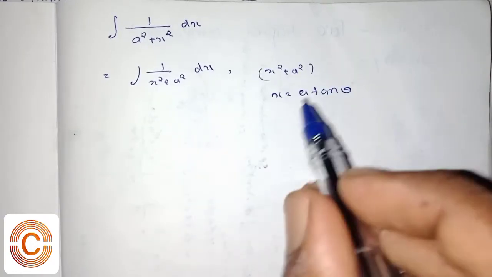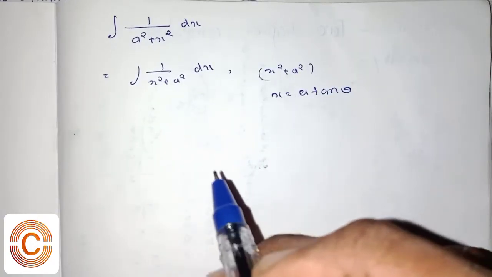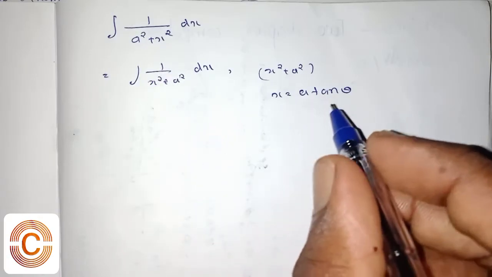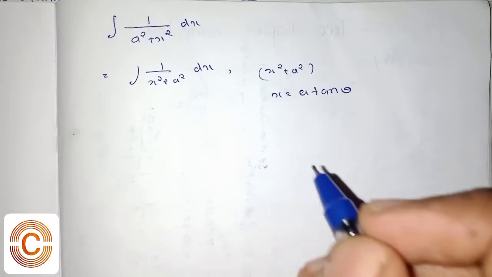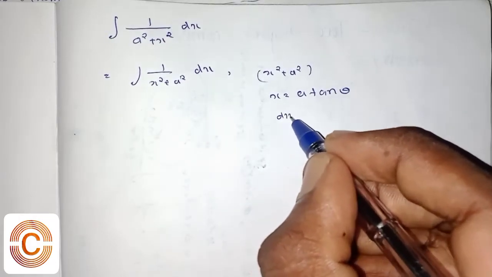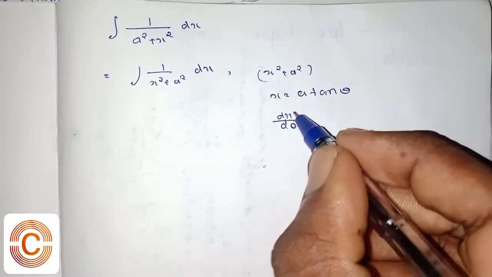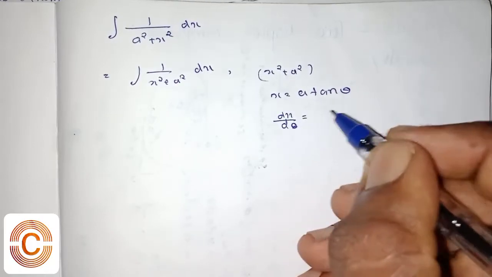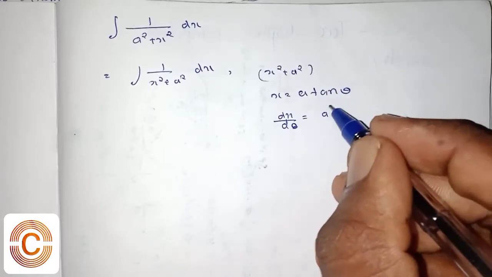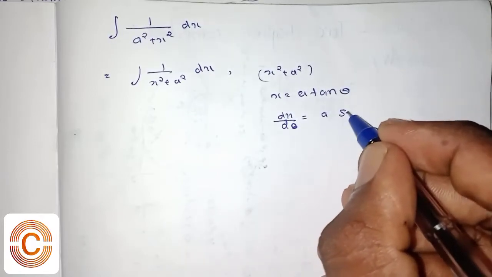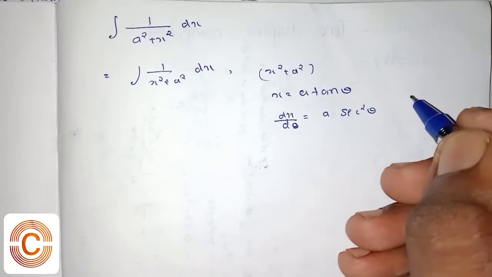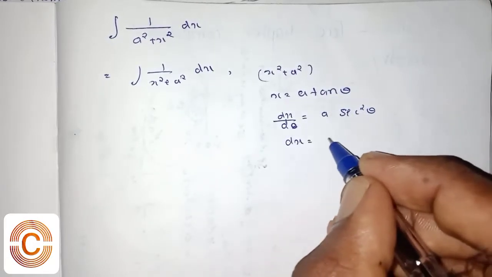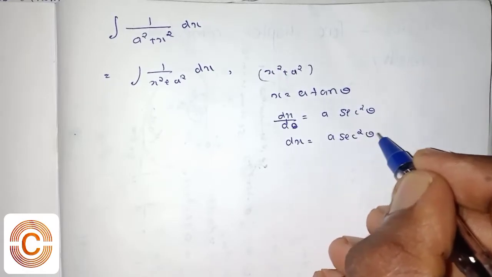By substituting this in the given equation and simplifying, we get a proper solution. But before substituting this value into the given equation, we want to find dx by d theta, that is the derivative of x with respect to theta. It becomes a into the derivative of tan theta, which is sec square theta, and we get the value for dx, which is equal to a sec square theta d theta.